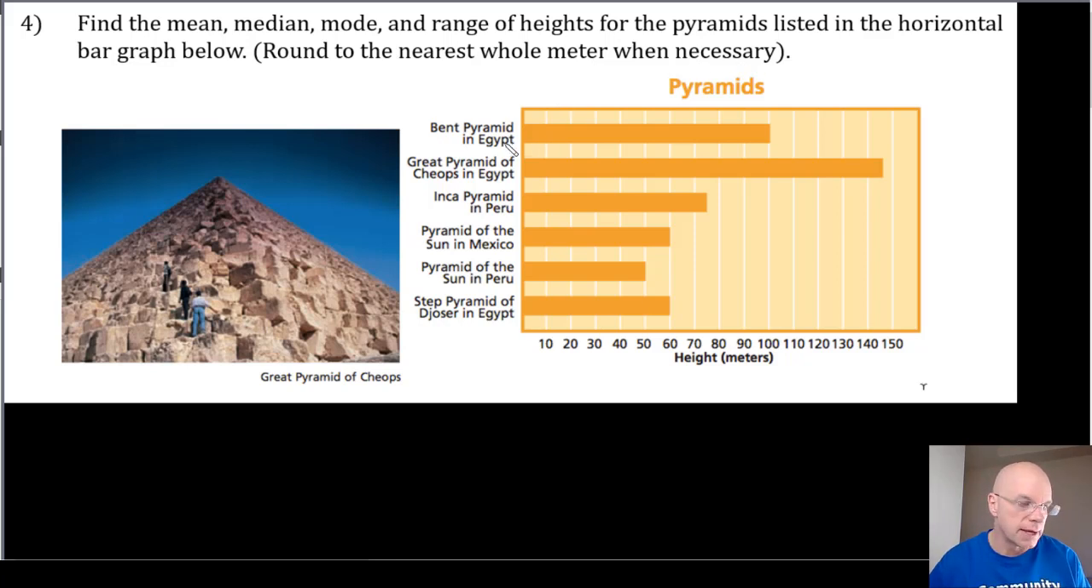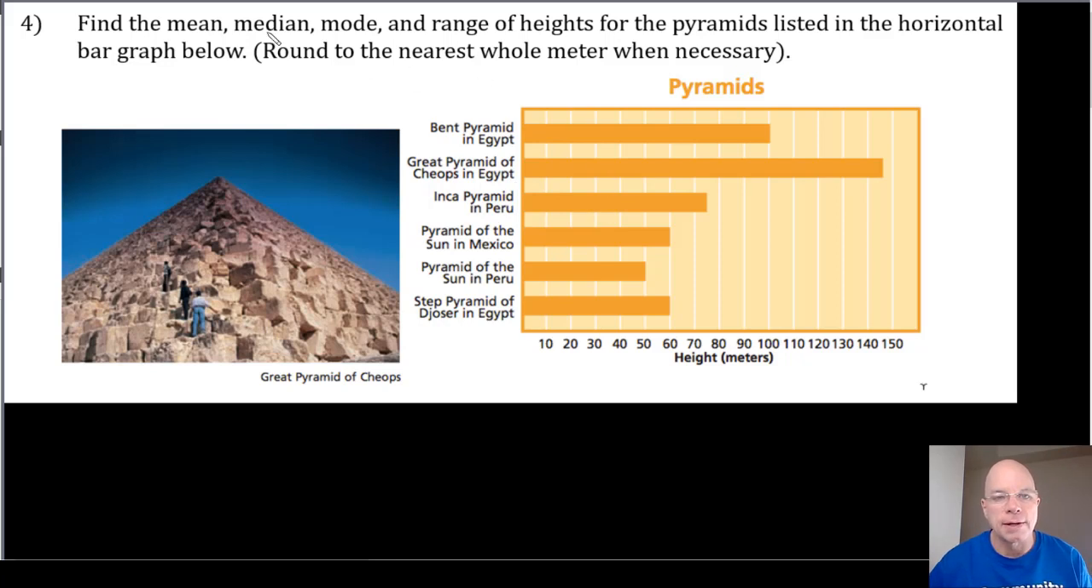So sometimes your data will be given to you in numeric form, as you see on the first 3 problems, and then sometimes it will be given in a graphical form, in this case a horizontal bar graph, which is less common than a vertical bar graph, but serves the same purpose. We can just compare the lengths of these bars to see which pyramid has the greatest height, which pyramid is the shortest, and bar graphs let you compare data in categories. In this case, the categories are these different pyramids located at different parts of the world.